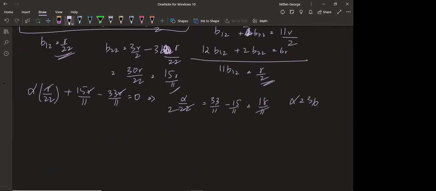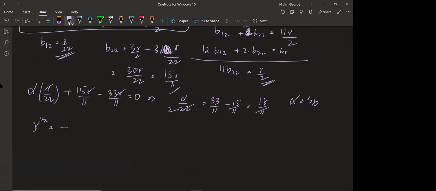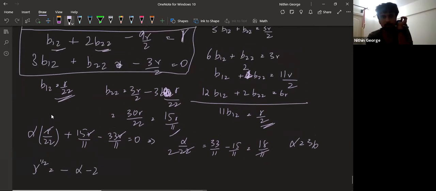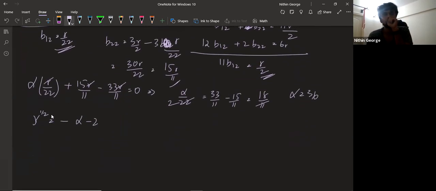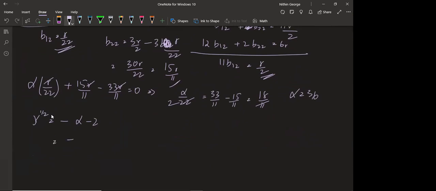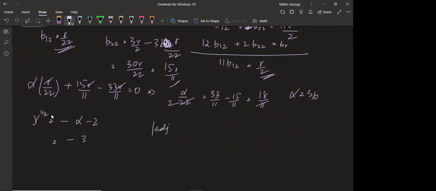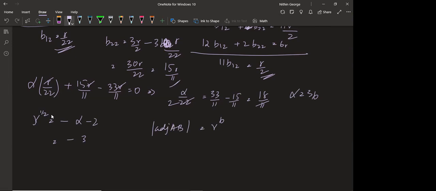And alpha becomes 36. So what is the relation? R raised to 1 by 2 is minus alpha minus 2, right? Actually, we have to find the determinant of adjoint of AB. After that, we have to substitute. So we got this as R per 6. If you find R, we are sorted basically.